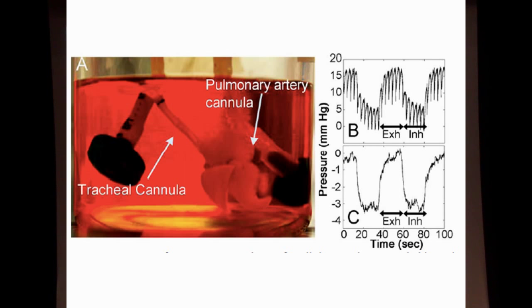On the right are pressure tracings that we record from the perfusion on the upper right, and from breathing on the lower right, which show that the pressures we are delivering are very similar to native pressures, both for breathing and perfusion. Next slide.